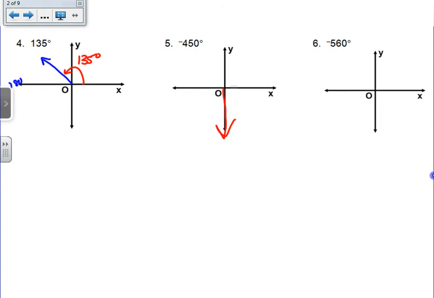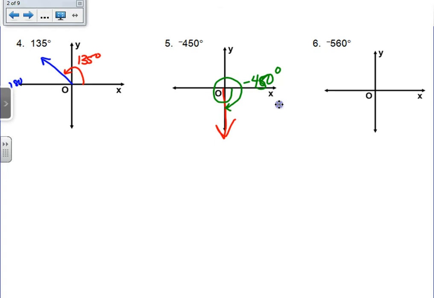And then I can't just label it like that. I need to indicate how I traveled and in what direction. So remember, we started at 0, you went negative, and you did one full rotation plus another 90. And that was negative 450. That's a 5, not an 8. Fun times, right? Trig is fun.